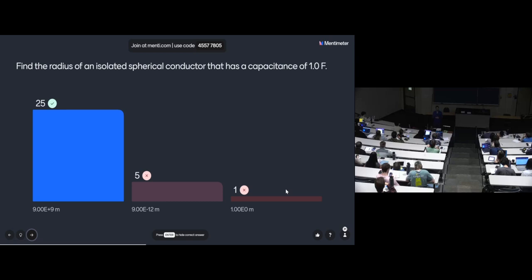I mean, we're talking here about the orbital radius of the Earth around the sun. That's how big your conducting shell would have to be to have a 1 farad capacitance. So the point is, to store lots of charge, you need a lot of place to put that charge.